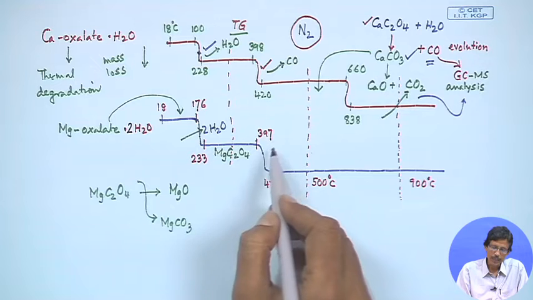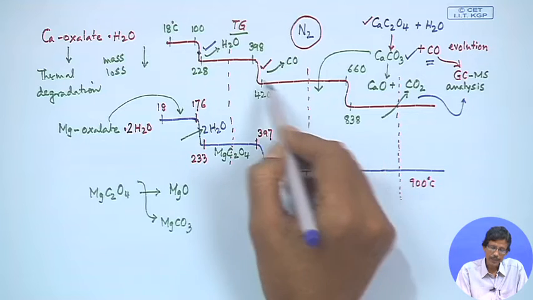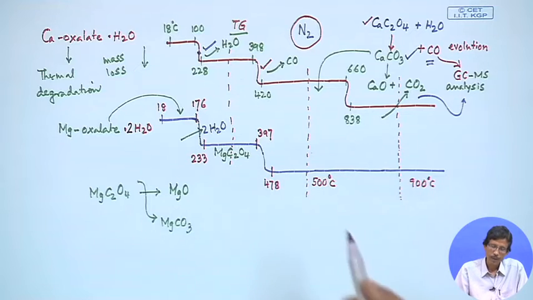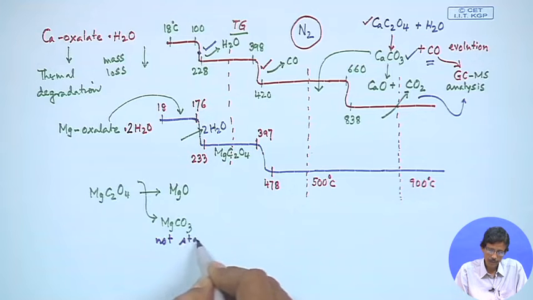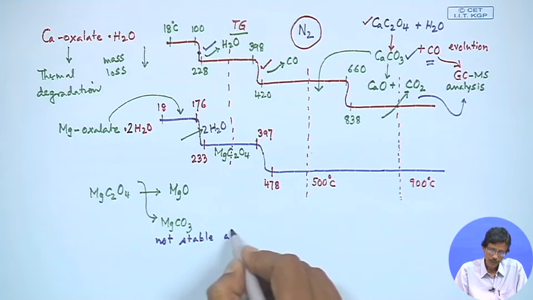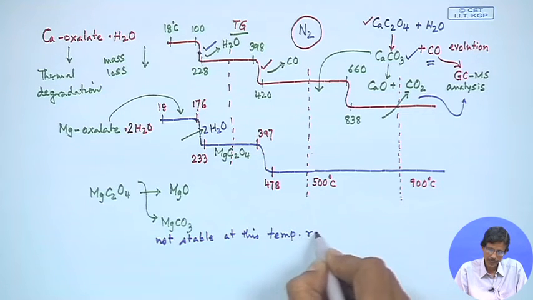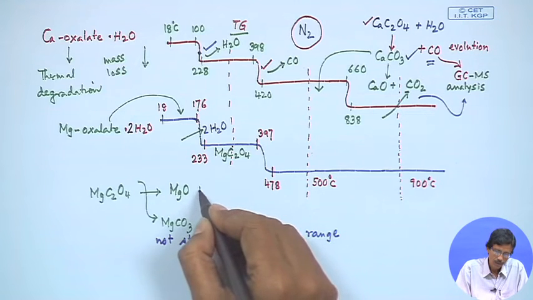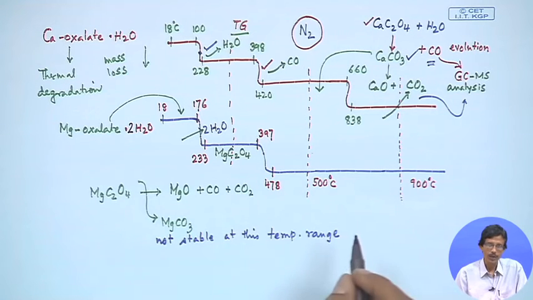So, at this temperature, as in the calcium oxalate case, we could have a separate step, one more step where magnesium carbonate should be stable, but this is not happening. So, this is not stable at this temperature range. What we see and what we get is magnesium oxide plus carbon monoxide plus carbon dioxide.